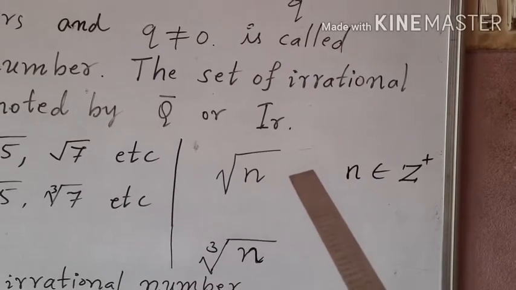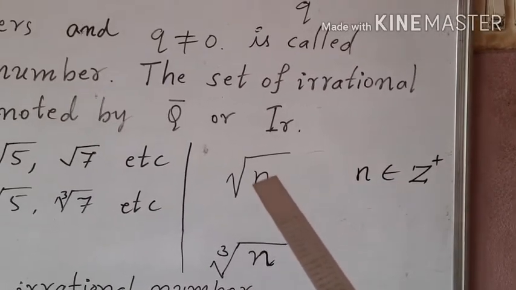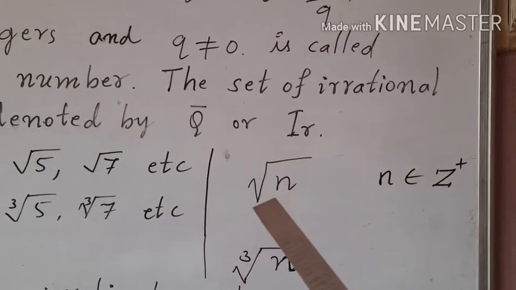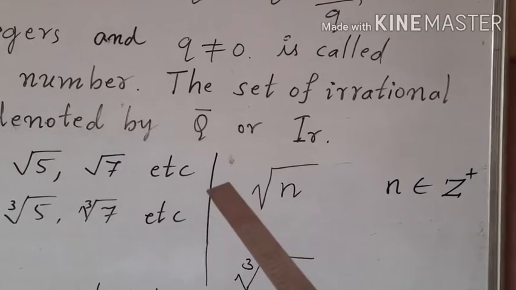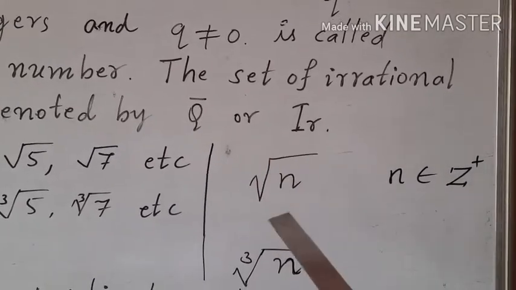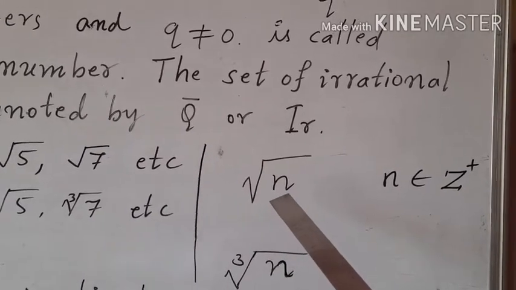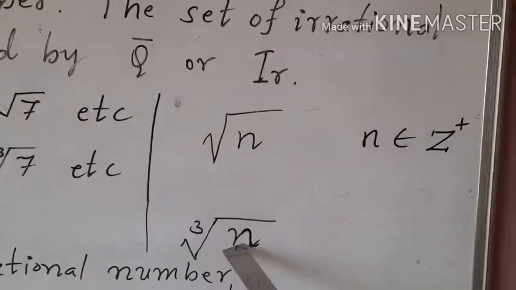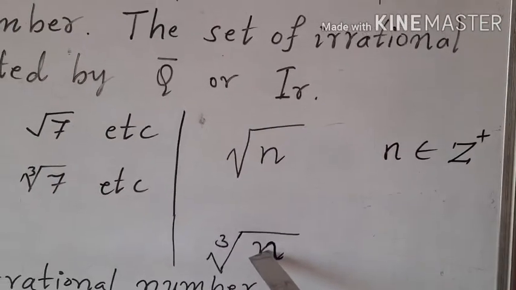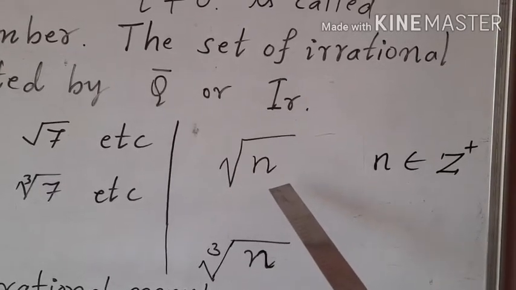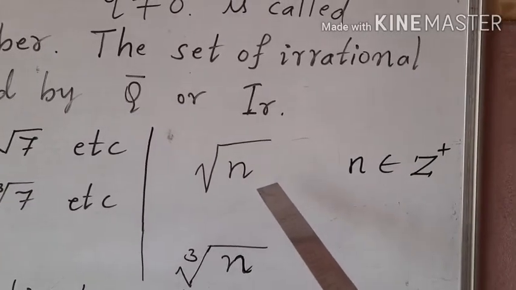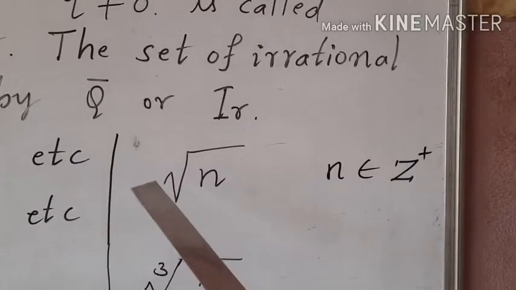See here, children, there are certain conditions to call a particular number an irrational number. Any number written under the square root mark is not necessarily an irrational number. There are certain conditions to call it an irrational number. Let us discuss what those conditions are. Look at me, children.